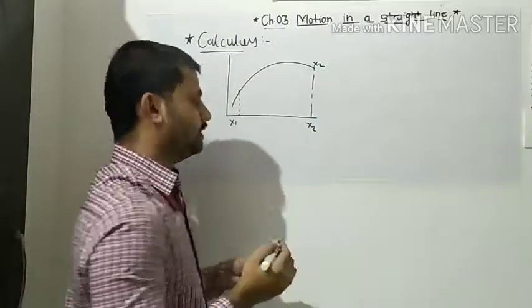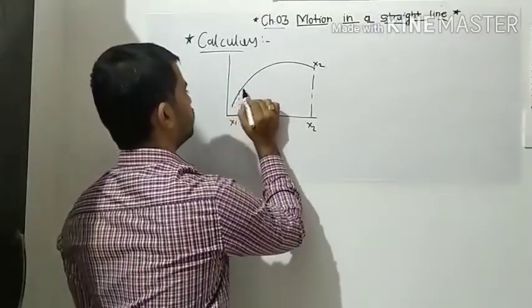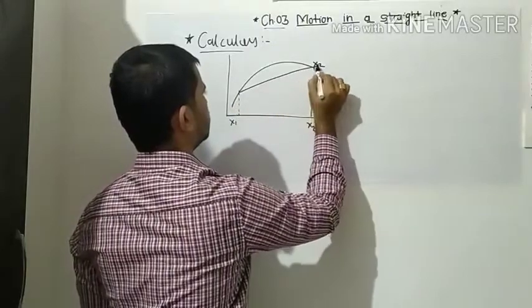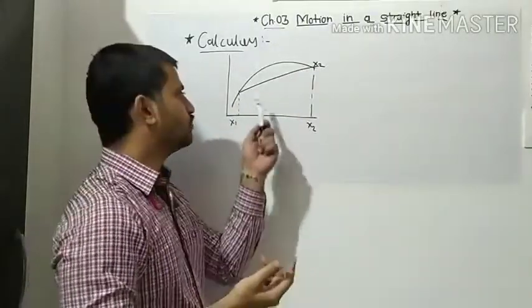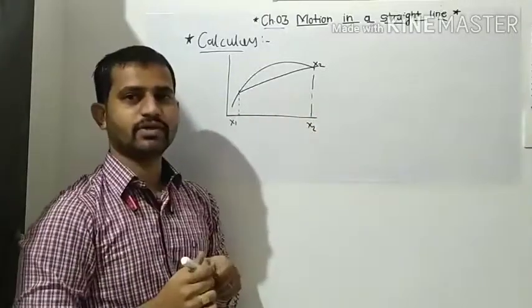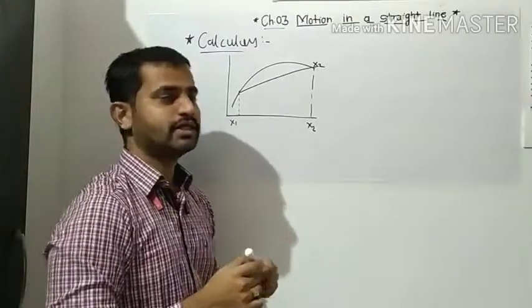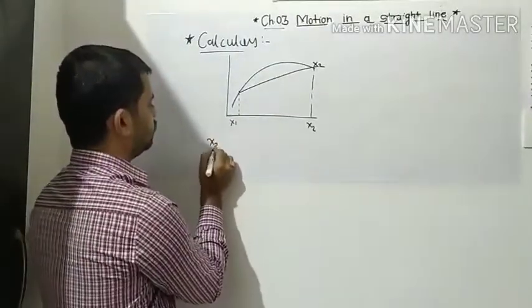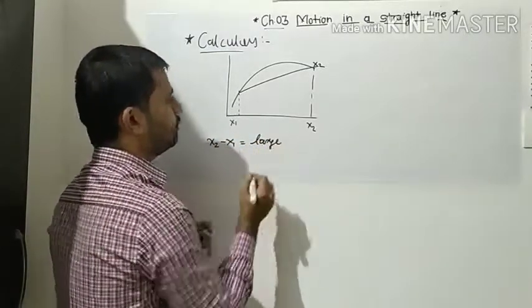Then if we draw a secant, which means a line passing through the curve, almost passing through the points x1 and x2, and we take the difference, we will get a larger difference. Here, x2 minus x1 will be a large value.